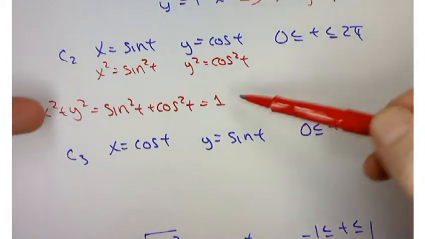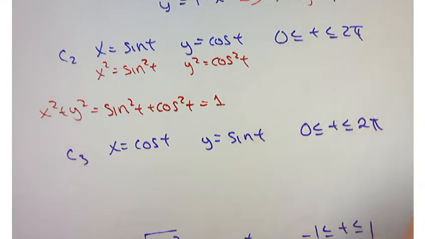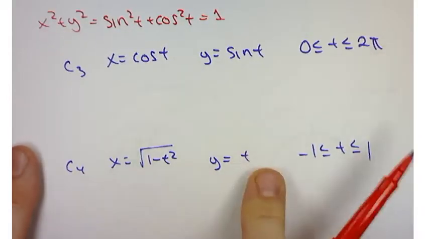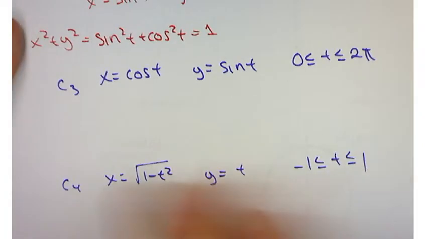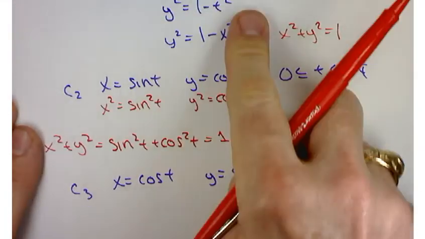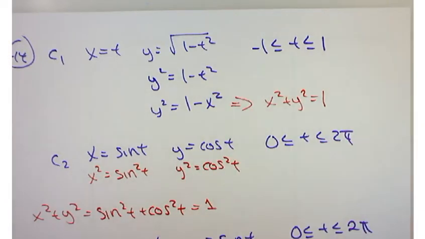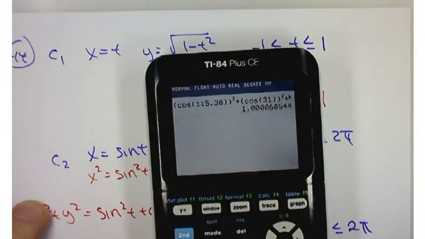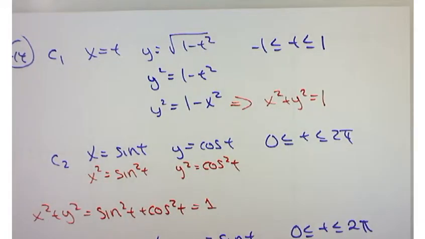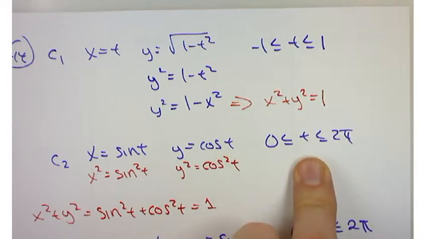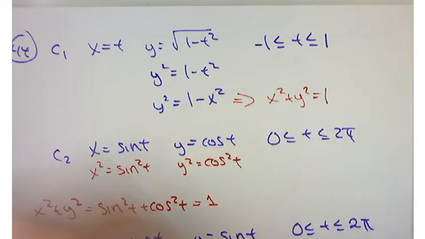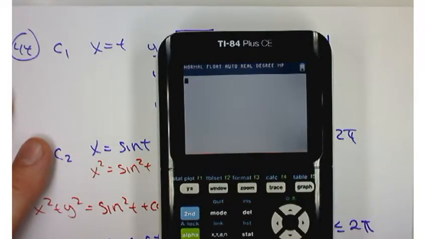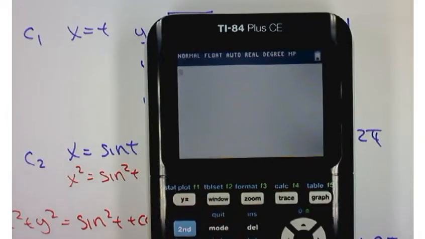So likewise, this one, and likewise, this one, again, you can eliminate the parameters and find out that, oh yeah, they're just variations of the parameterization of the unit circle. But what difference does this make here? Well, it's time to learn a little something more about your graphing calculator. So take out your graphing calculator and let's put it in radian mode here, right? Now, it won't matter for the first part, but it will matter for the second part. So let's put it in radian mode.